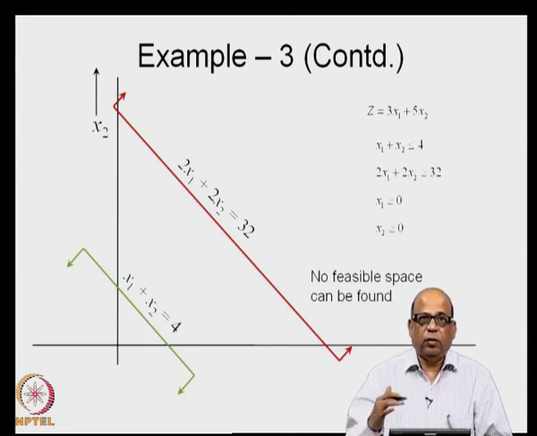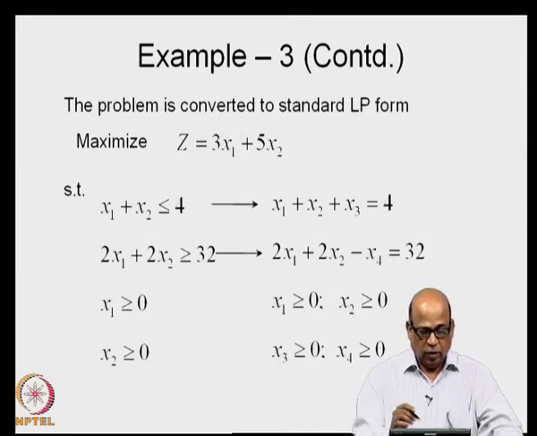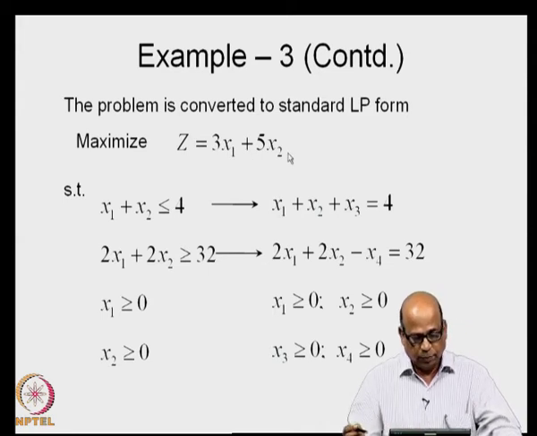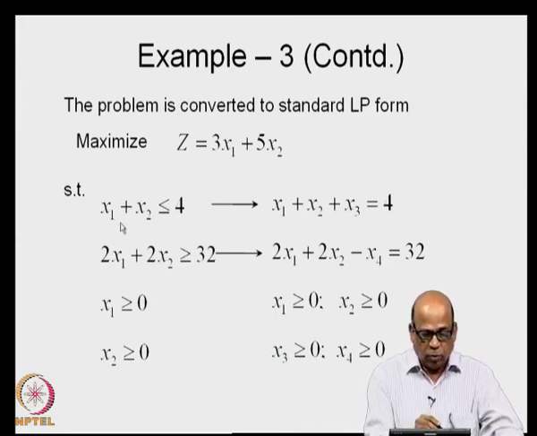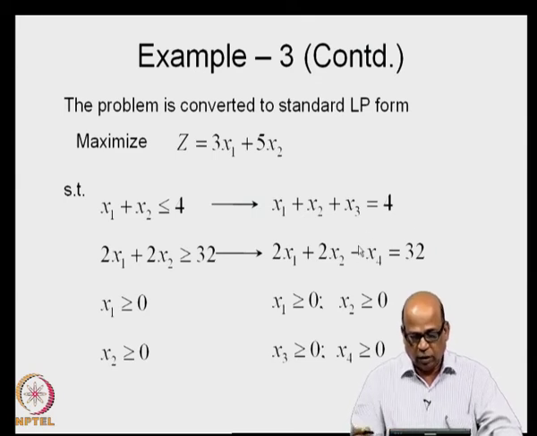Let us solve this using our simplex algorithm to see what happens. So, you have maximize z is equal to 3 x1 plus 5 x2, subject to x1 plus x2 less than or equal to 4. So, I will add a slack variable, make it x1 plus x2 plus x3 is equal to 4. 2 x1 plus 2 x2 greater than or equal to 32, I will write it as 2 x1 plus 2 x2 minus x4 is equal to 32. I am deducting a surplus variable, and all these are non-negative.